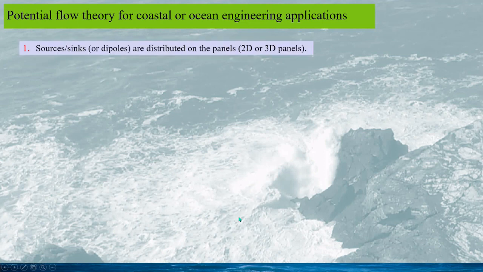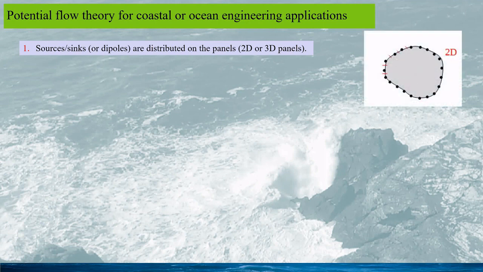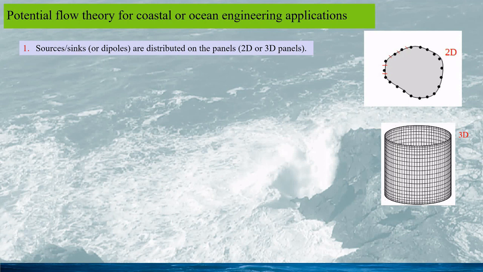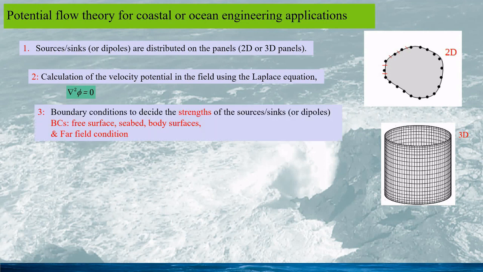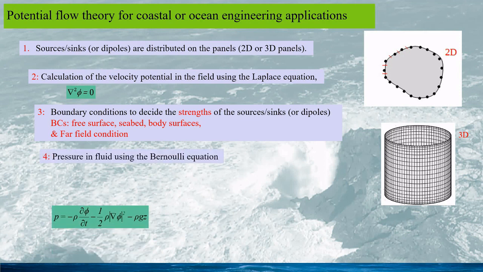For wave structure interactions, similarly, we need to penalize the structure surface and distribute sources and doublets on the panels for 2D and 3D cases. Then we can solve the Laplace equation with the corresponding boundary conditions. In the wave and structure interaction, the boundary conditions are much more complicated than the uniform flow past an airfoil. The boundary conditions here include the free surface condition, seabed condition, body surface condition, and the far field condition.